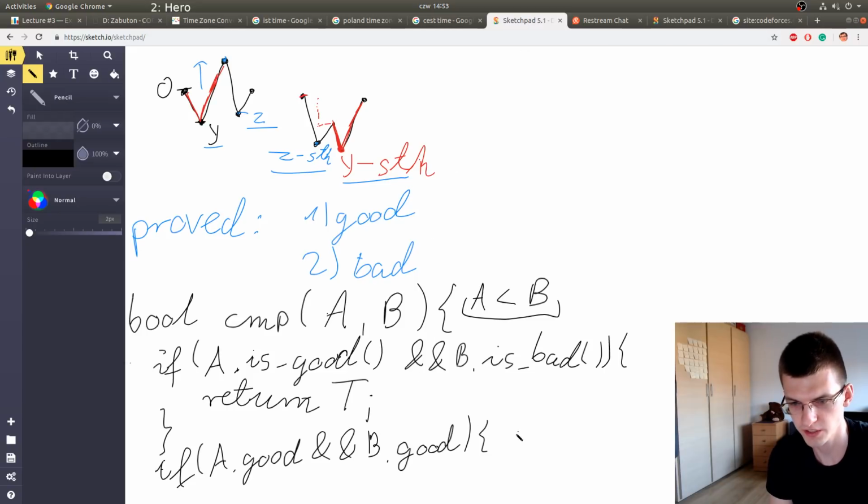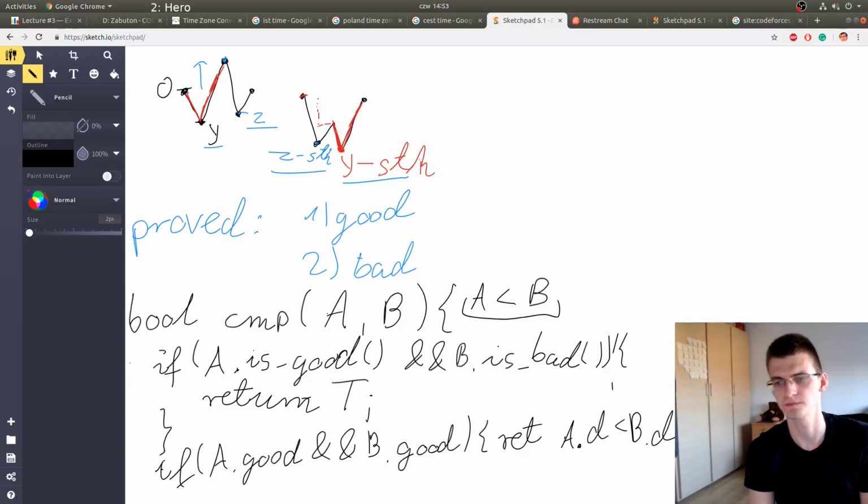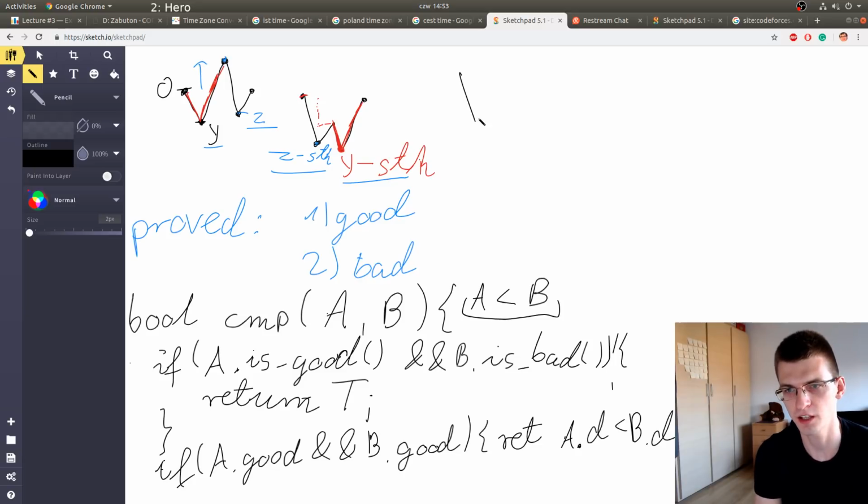So here we would say return A dot damage smaller than B dot damage. And this is a correct comparator now. Also, we must compare two bad monsters, so those that deal more damage than they give back.